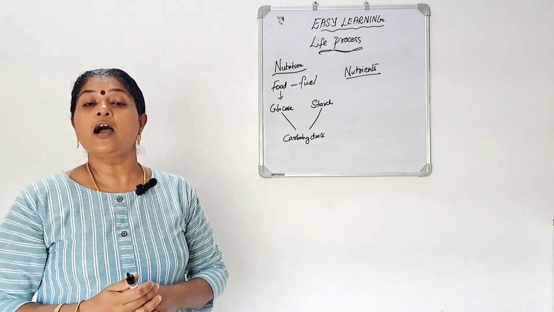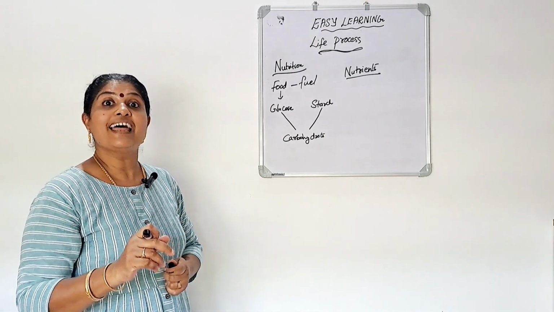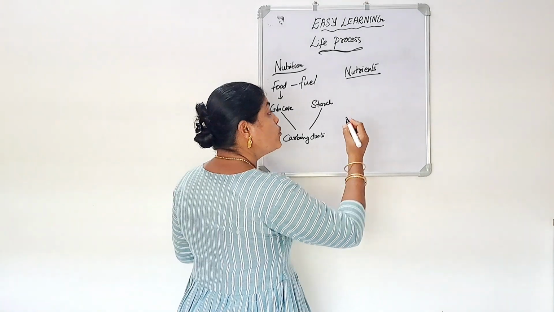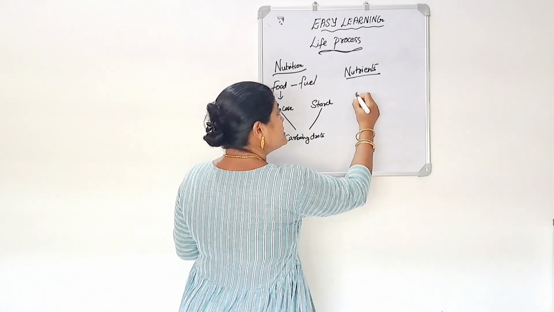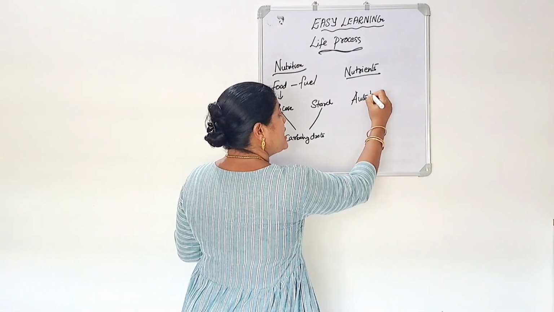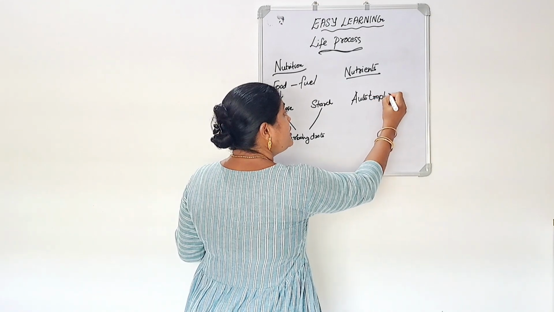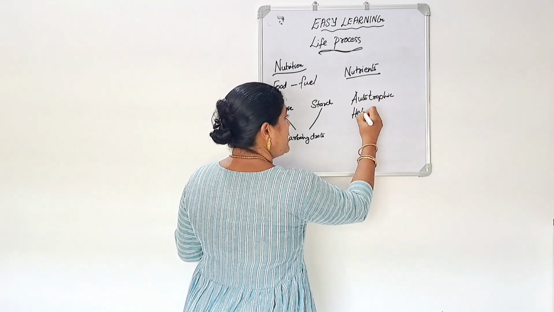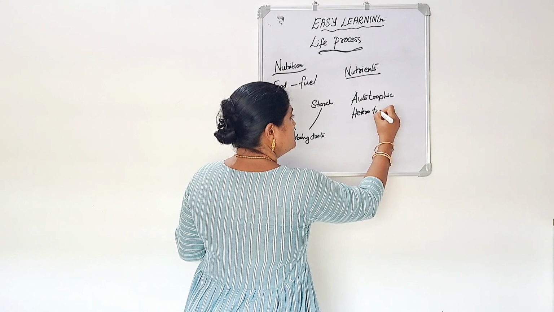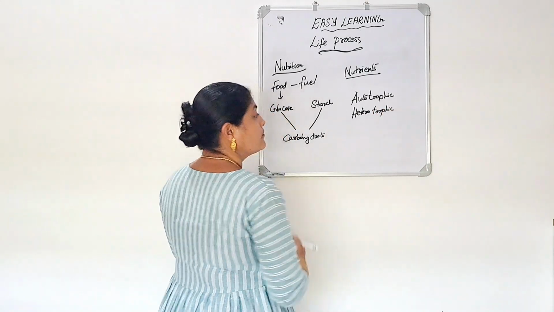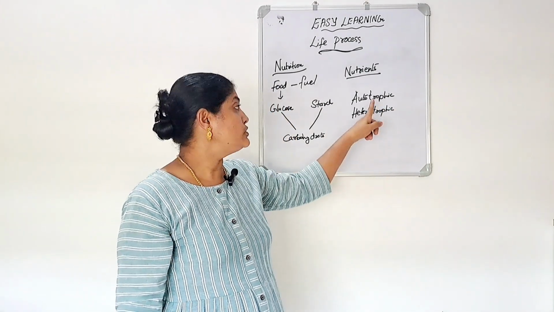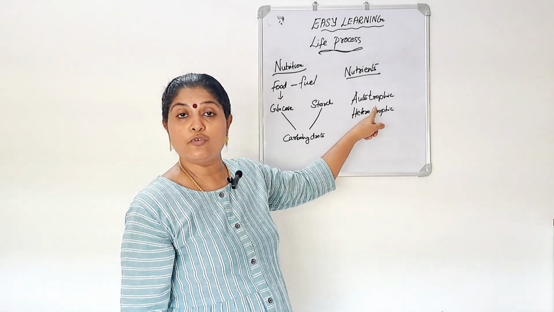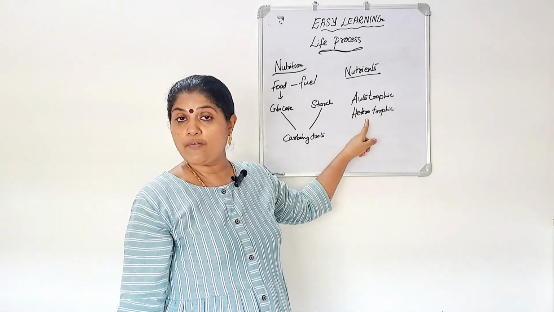Nutrition. So here, let us move on to the different types of nutrition. There are 2 main types of nutrition. One is the autotrophic mode of nutrition, and the other one is the heterotrophic mode of nutrition. So, there are two main types of nutrition: one is the autotrophic mode of nutrition and the second one is the heterotrophic mode of nutrition.